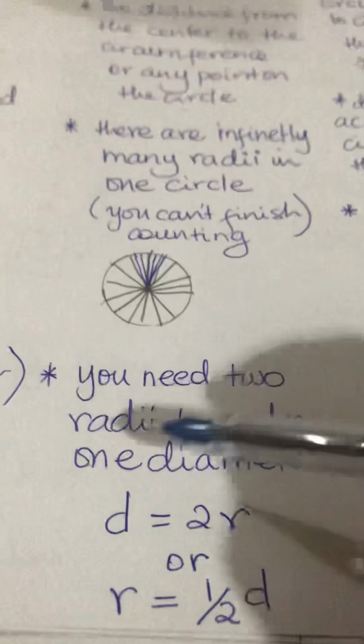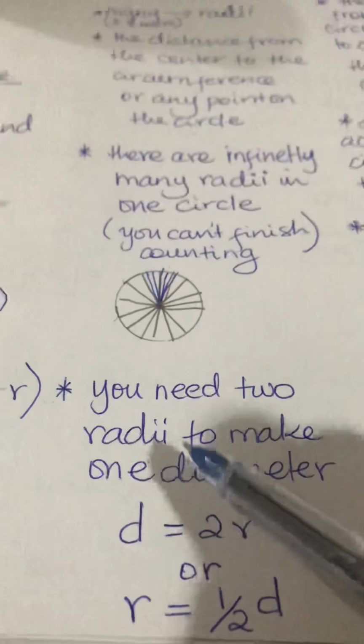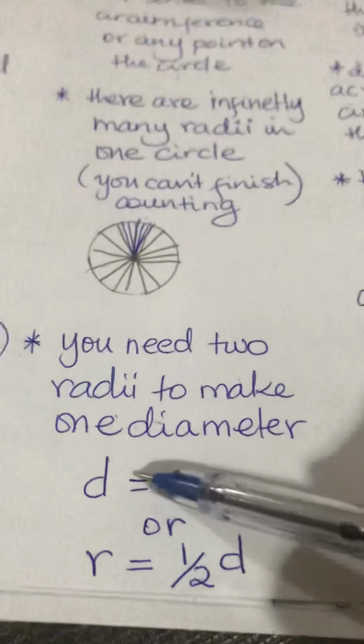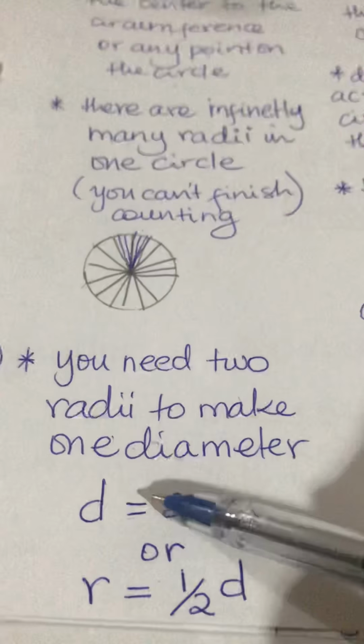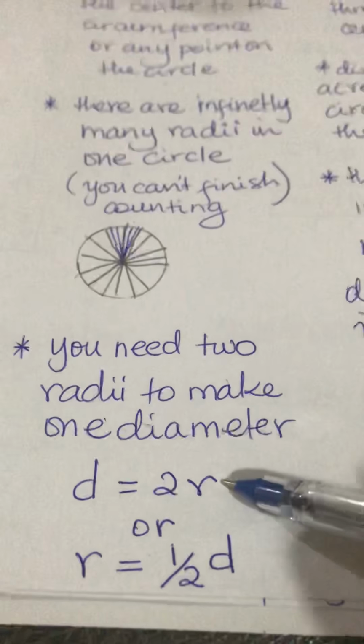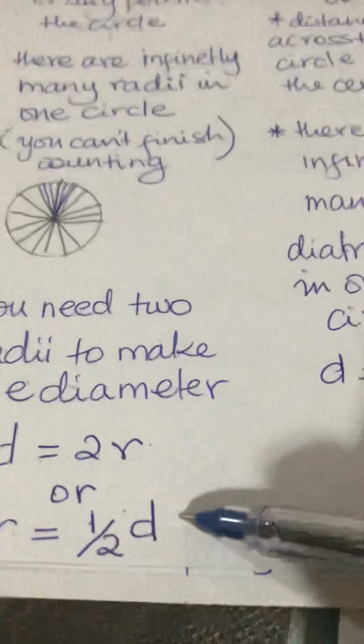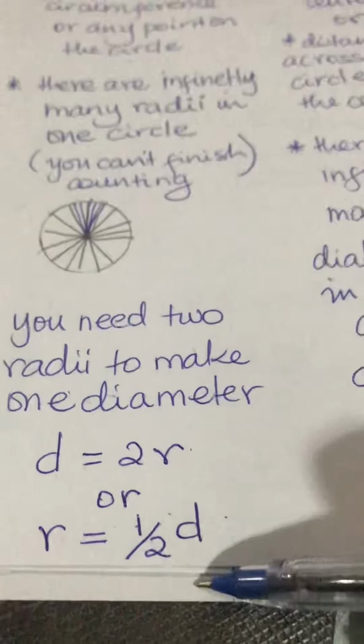You need two radii to make one diameter. So two of these lines makes a diameter. You need to know that. And then there are formulas. Diameter equals 2 times radius. And radius is half of the diameter. You need to know this.